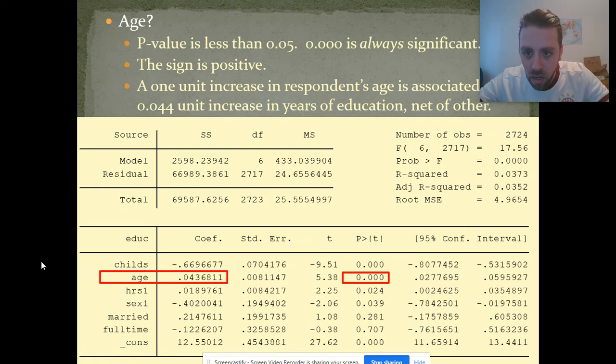Again, I think too many people understood this to be an increase in education altering the age of the respondents, and no, the relationship is flowing in that opposite direction. Age's effect on education. The older you are, the more years of education you tend to have on average, and net of other effects.